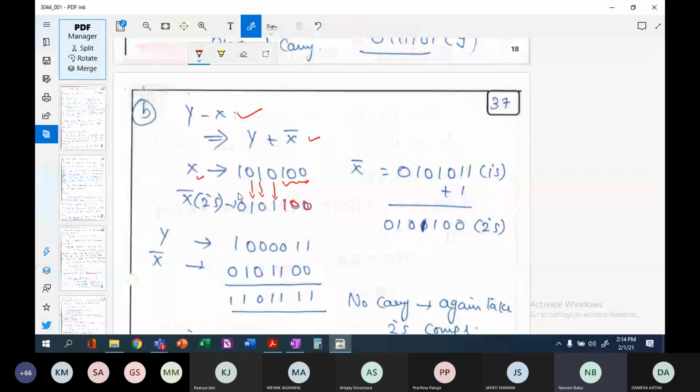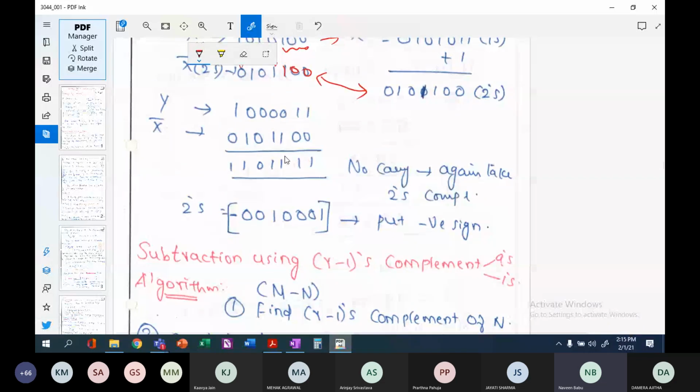So taking 1's complement here becomes 0101011, right? 0101011. You add 1 to it, becomes 2's complement. Both are same. Now you add y plus x bar, there will be no carry. So 1 plus 0 is 1, 1 plus 0 is 1, 1, 0, 1 and 1. There is no carry. If there is no carry, you will again take the complement of this one. That is the 2's complement of this.